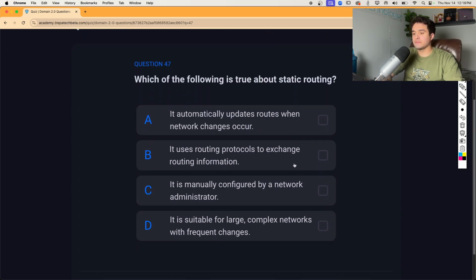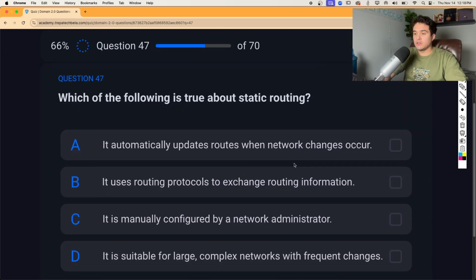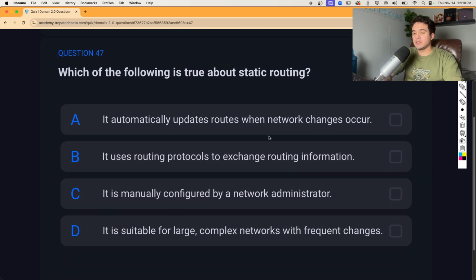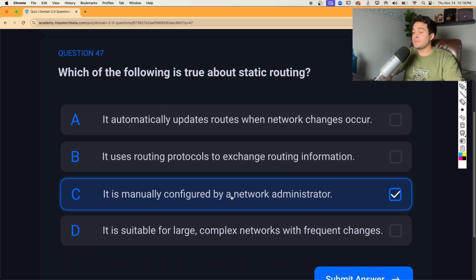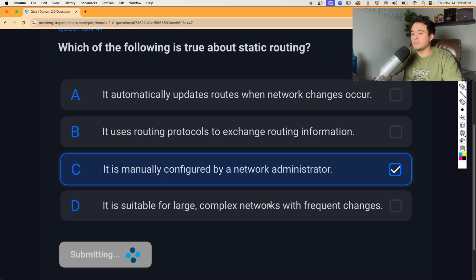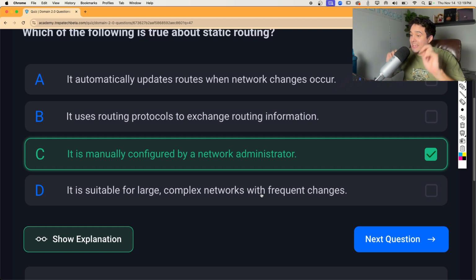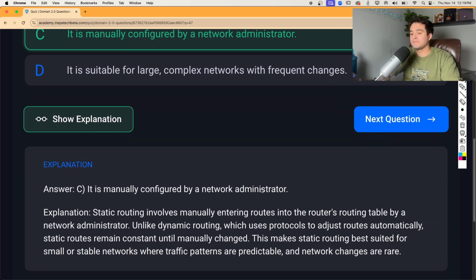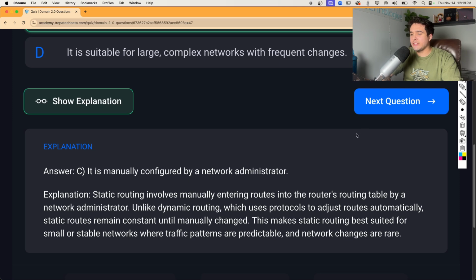Question 47. Which of the following is true about static routing? It is manually configured. Static routes are manually configured. You know, routing protocols are configured by us too, whether it's controller-based or traditional network. But I understand what it's saying. It's manual, right? But there are no automatic updates. It's not technically a dynamic routing protocol. Technically it is a routing method, static routes, but it's not a dynamic routing protocol. Pause the video if you'd like to read the explanation.